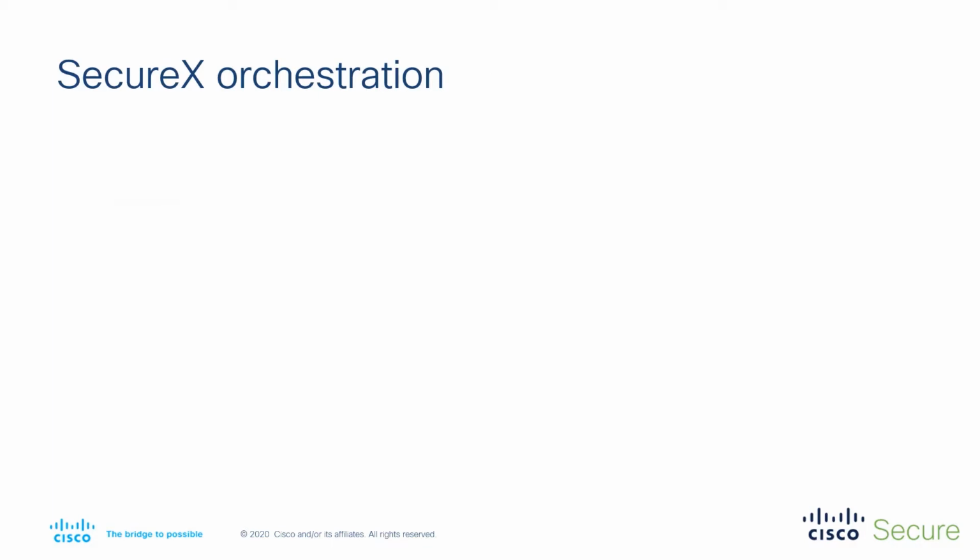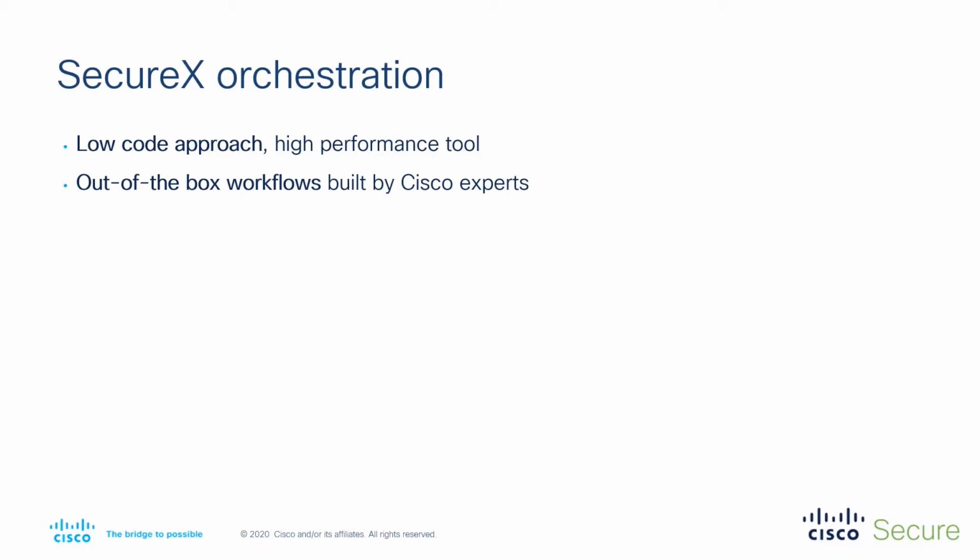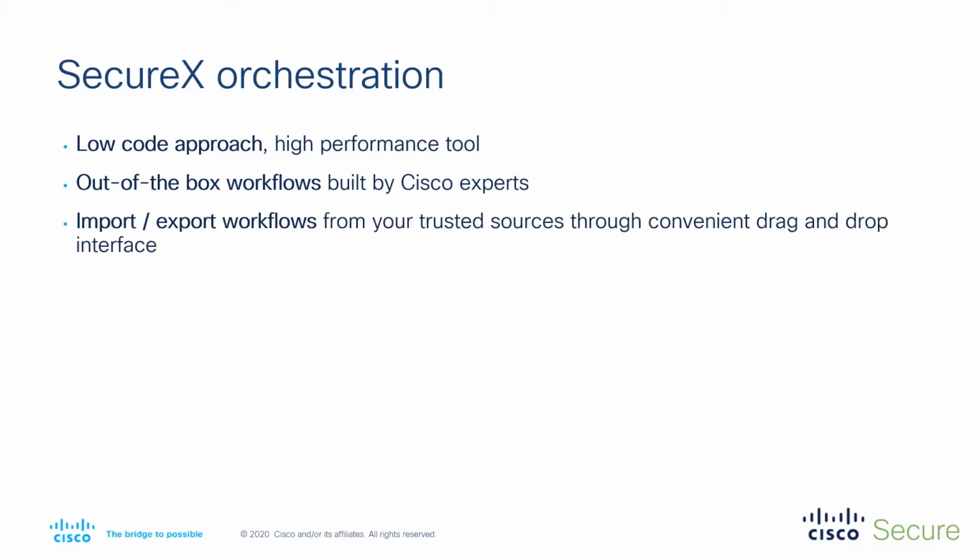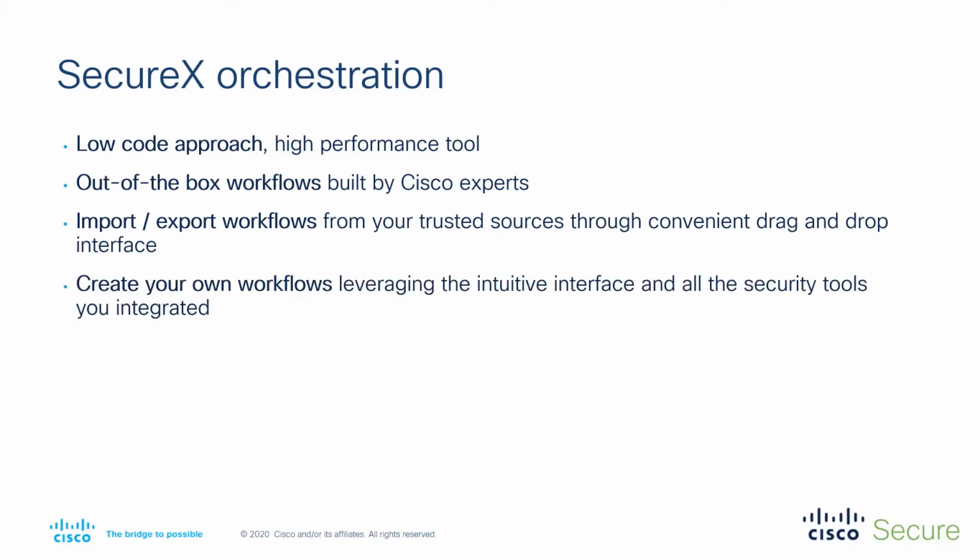SecureX Orchestration brings you a low-code approach. It's a high-performance tool, but it requires very little development skill to actually put together advanced workflows. You do get some out-of-the-box workflows built by Cisco experts. You get the ability to import and export workflows from trusted sharing partners that you may have, ISACs or CERTs and whatnot, all done through a convenient drag-and-drop interface. You can create your own workflows leveraging that intuitive interface and all of the security tools that you've got already integrated. You've got event and intent-based automation triggers. Things can be kicked off automatically, or they can be set in motion by an analyst.